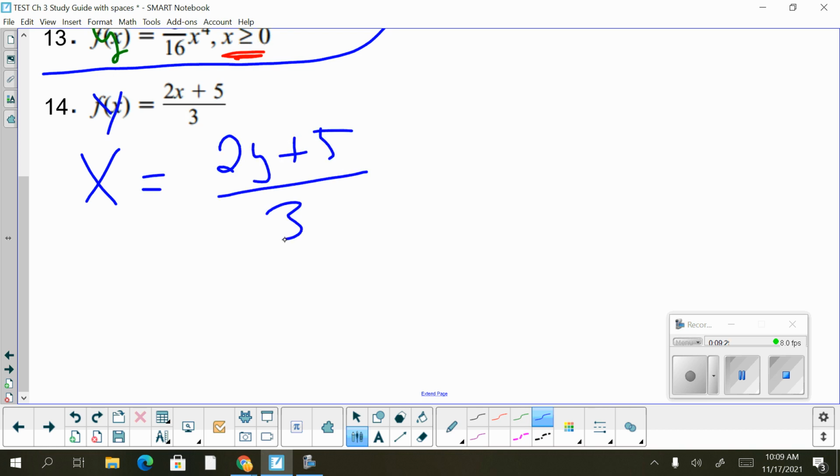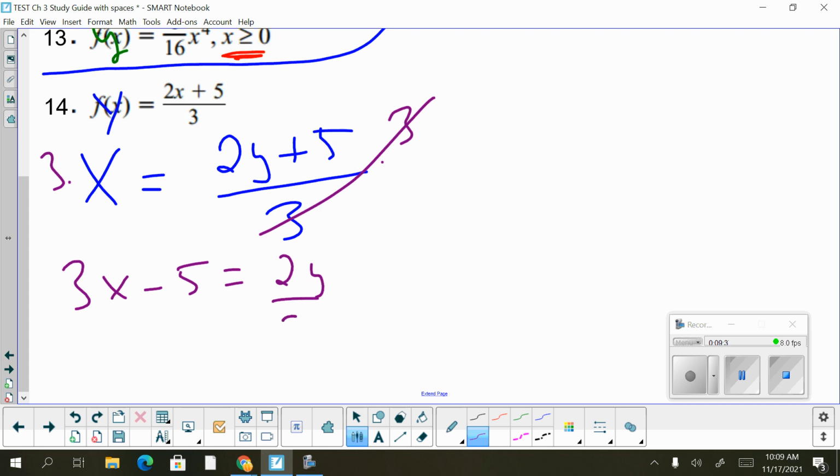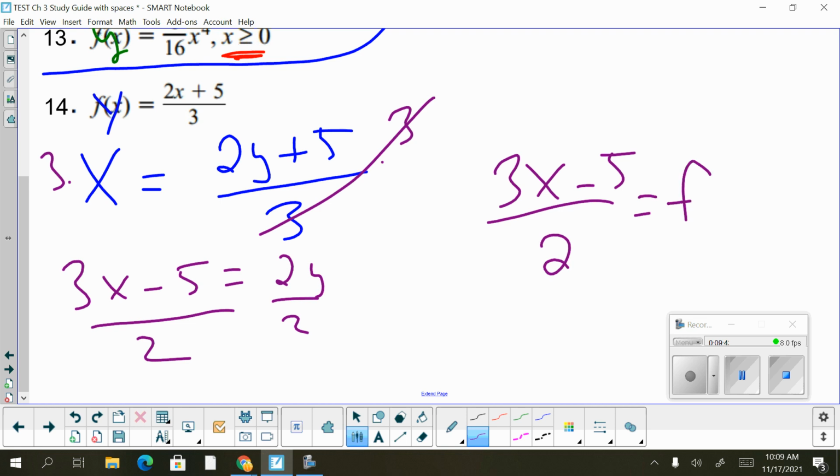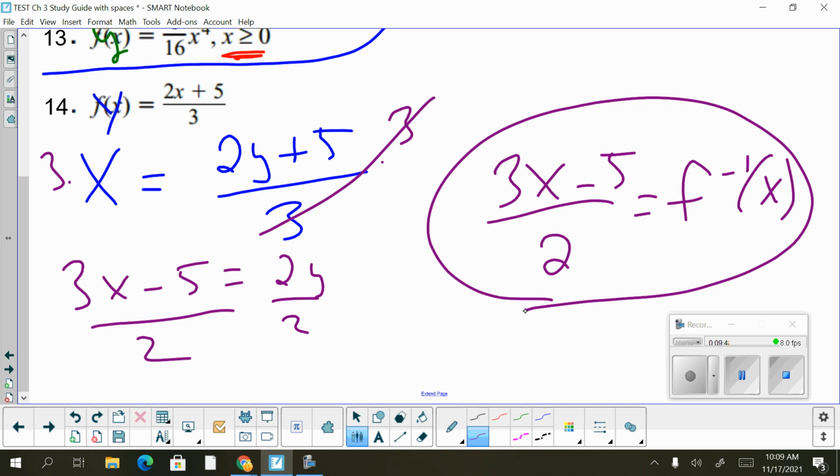The steps to solve will be multiply both sides by 3, then subtract your 5 to the other side, then divide by 2. So it's 3x minus 5 over 2. And again, I'm going to call it f inverse of x instead of calling it y, because the original function had an f of x in it. The negative one means inverse.